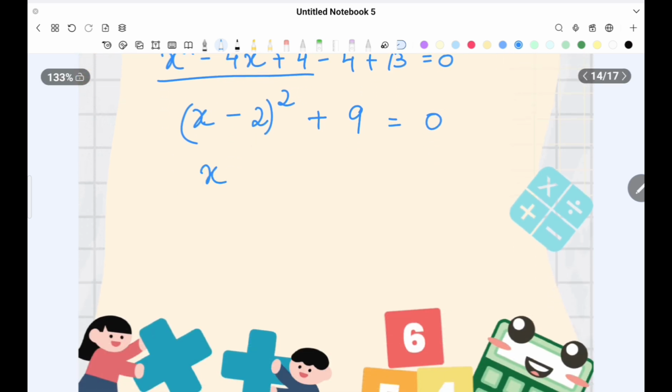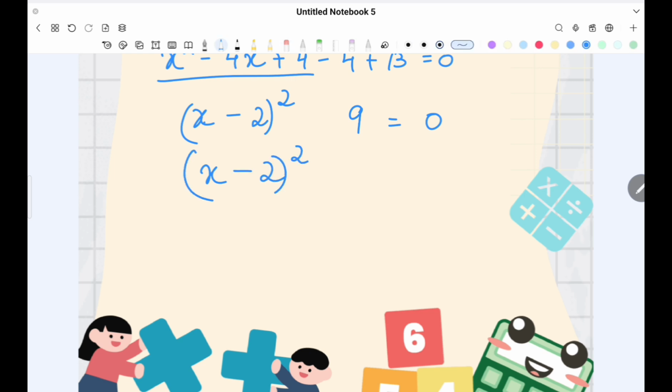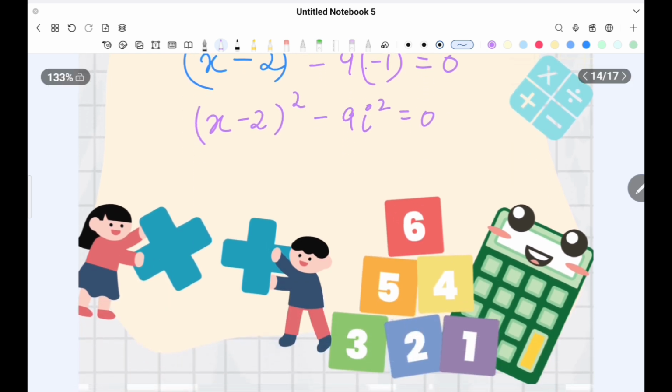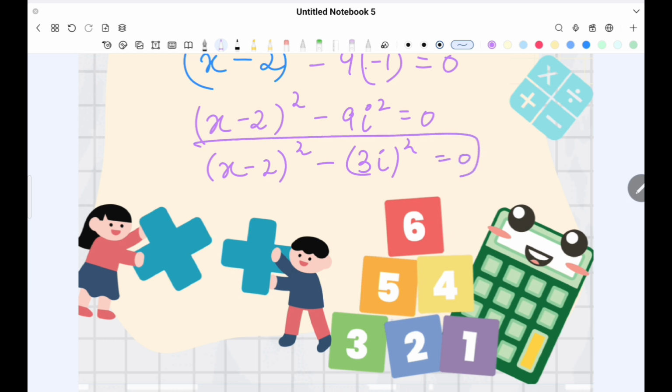Now, what will we do here? Here is plus. How do we solve this plus? Here is no minus, here is only plus. How will we solve this plus? We will write 9 into minus 1, तो plus 9 हो जाएगा. x minus 2 whole square minus 9i square is equal to 0. Now you can see the answer coming. x minus 2 whole square minus 3i whole square. Now you can solve this question by using a square minus b square, (a plus b)(a minus b).